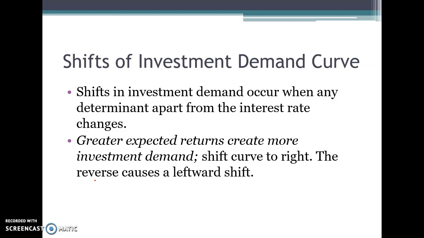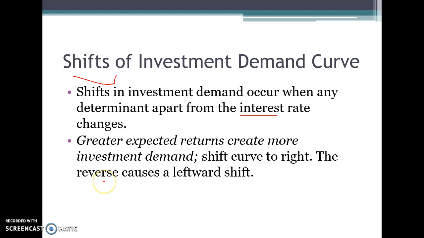Now, this movement of the curve is actually the shift of the investment demand curve. The shifts in the investment demand curve occur when any determinant apart from the interest rate changes. The movement which is due to the interest rate is the movement along the curve. But whenever there is a movement of the curve, it is all because of those factors which are other than the interest rate.